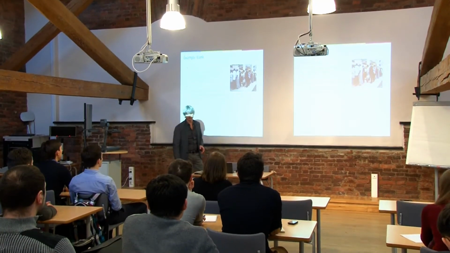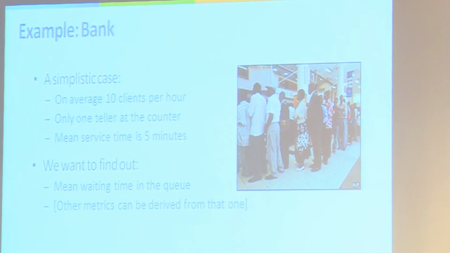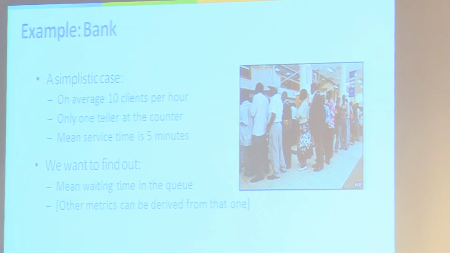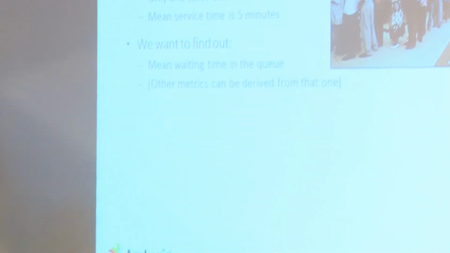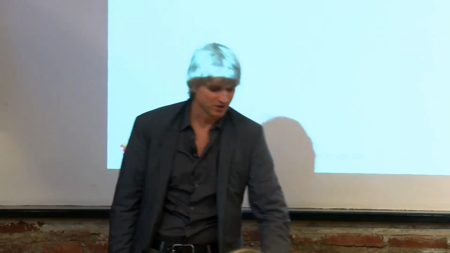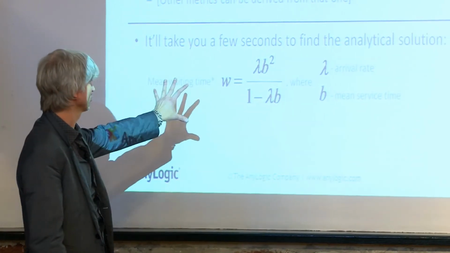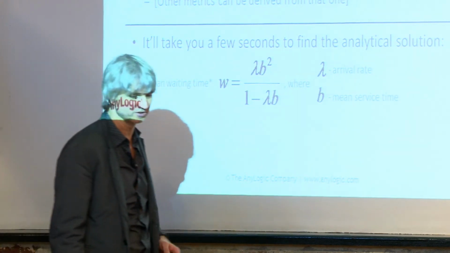Example: let's say you have a bank, a simple, typical office, like Savings Bank of Russia. Let's say, in a very simplistic case: 10 clients per hour, one teller at the counter. Mean service time is 5 minutes. What's the mean waiting time in the queue, or what's the queue size? That's the kind of question you may ask. There is an analytic solution indeed, like the so-called Little's law, and you can find it very easily.